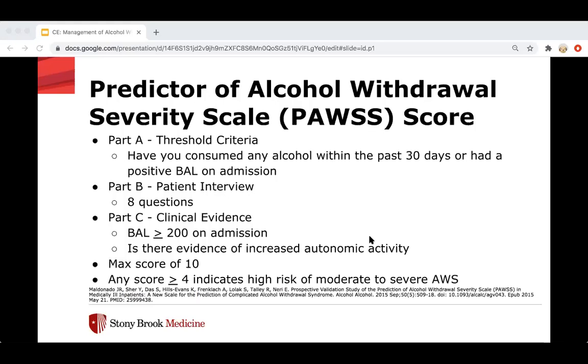Part B is the patient interview. It's 8 questions, and they're similar to the questions used on the DSM-5 criteria to determine whether they have alcohol use disorder. And then part C is the clinical evidence. So, do they present with a blood alcohol level greater than 200 on admission, or is there any evidence of increased autonomic activity? This can be heart rate of 120 beats per minute, tremors, sweating, agitation, nausea, any of these symptoms qualifies as autonomic activity. The max score is 10, but any score greater than or equal to 4 indicates a high risk of moderate to severe alcohol withdrawal.